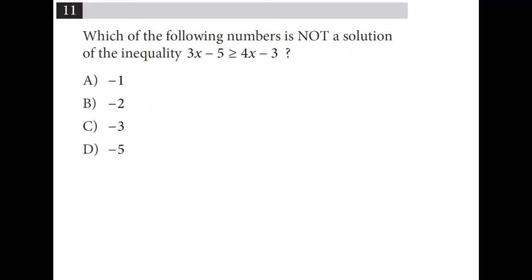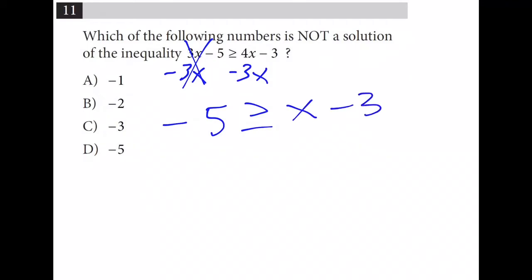We want to get all of the x terms to one side and all of the numbers to the other. I'm noticing that my coefficient 4 is bigger than my coefficient 3, which tells me if I subtract 3x from both sides, I can avoid negative numbers, which is always a good thing. Cancels out on the left. I have negative 5 is greater than or equal to x minus 3. I'll do a similar thing to move these numbers, minus 3, over here to the left.